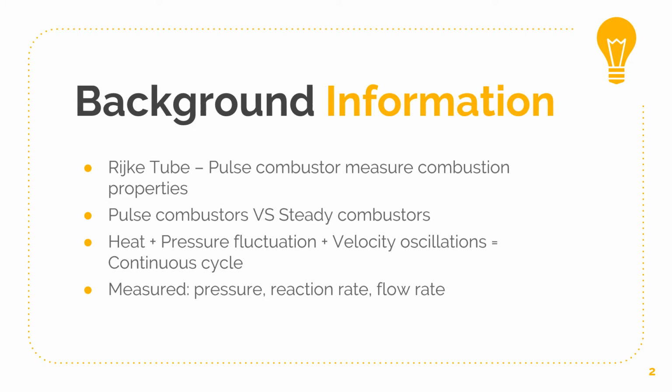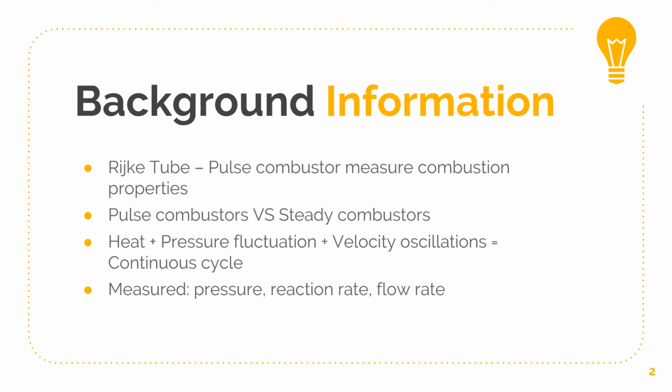What is a Rijke tube, you ask? A Rijke tube is a hollow metal cylinder. It can be of varying heights with a metal mesh inserted about a quarter of the length inside the tube. Both these things create a pulse combustor.